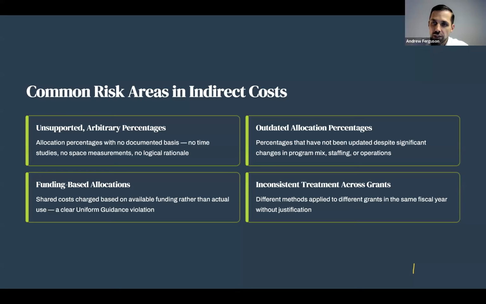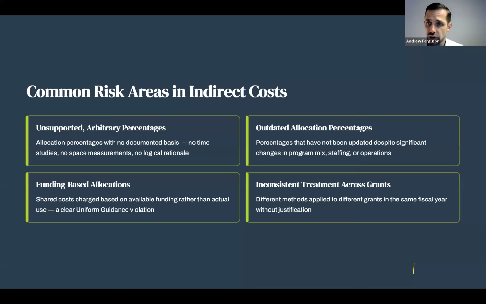So, common risk areas with indirect cost. Again, just to remind everyone of the separation. This is working from that uniform guidance framework. So direct versus indirect: can you directly charge it to a grant, versus does it benefit multiple programs, as opposed to the CSPG framework of admin versus program. So, common risk areas in these indirect costs.